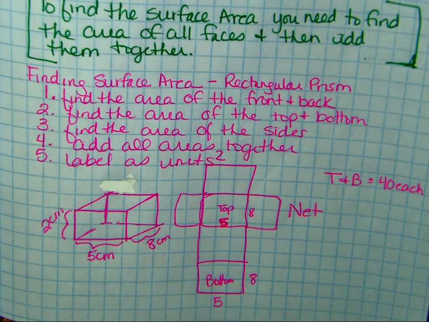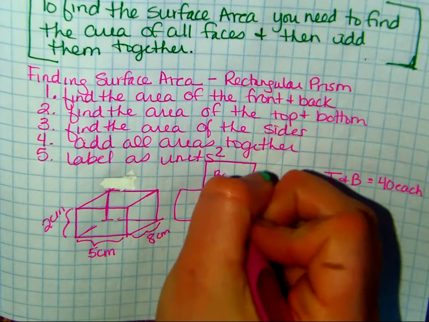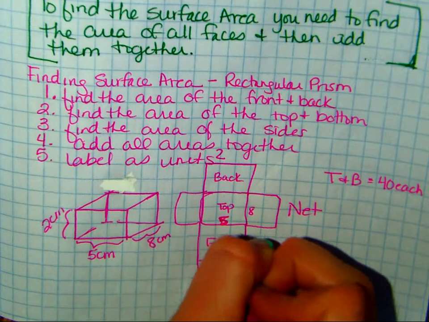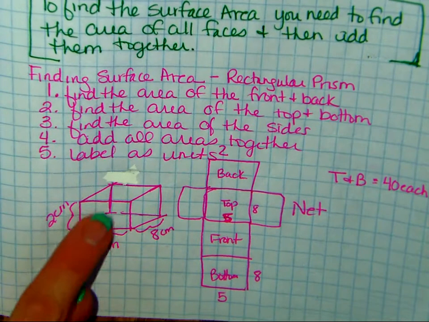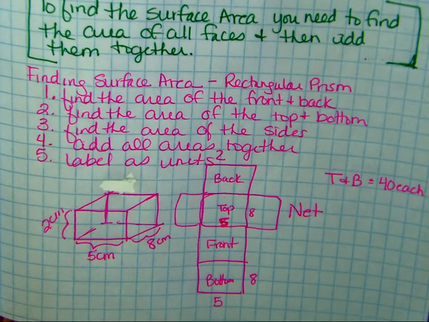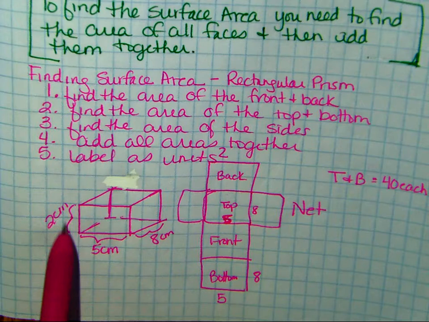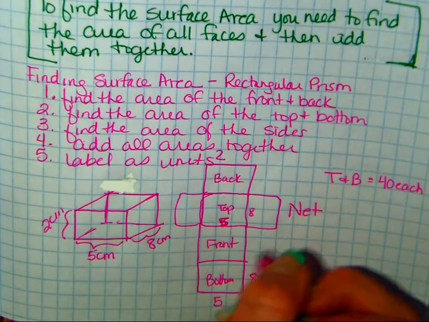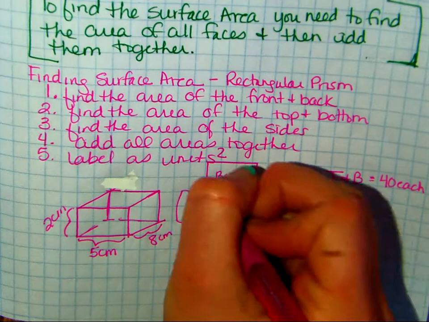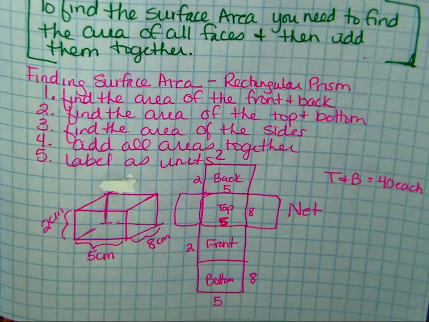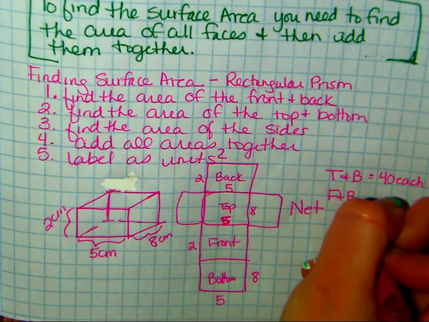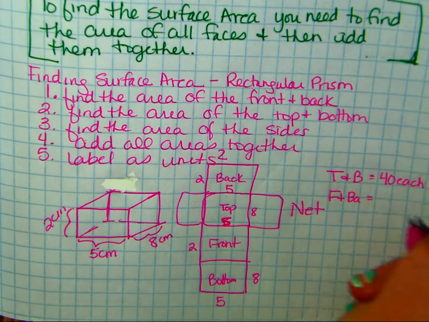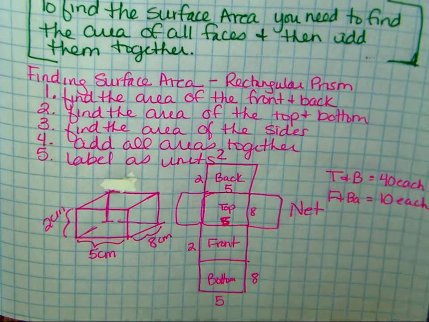Alright, so now let's do the front and the back. This is the back, this is the front. Can anybody tell me what the dimensions of the front and the back would be, looking at our shape here? And remembering it's length times what? Cody, what would they be? 2 and 5. Good. Class, what is 2 times 5? 10. So the front and the back, we would have 10 each.